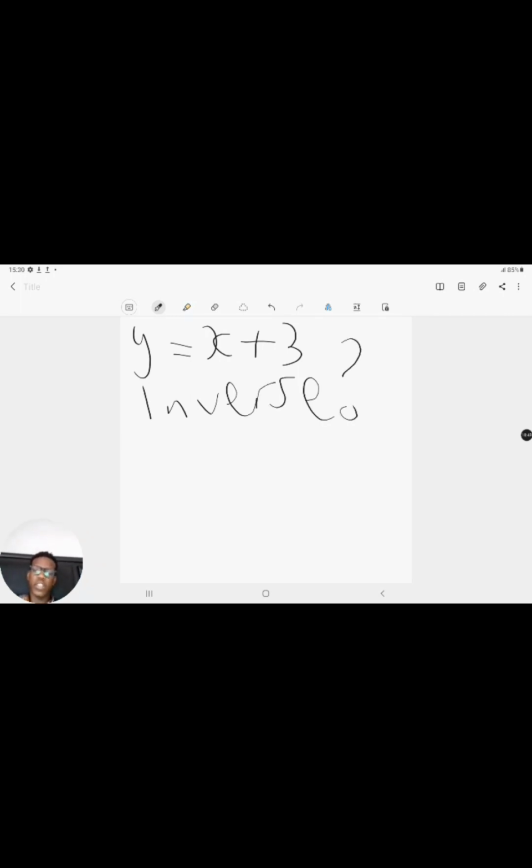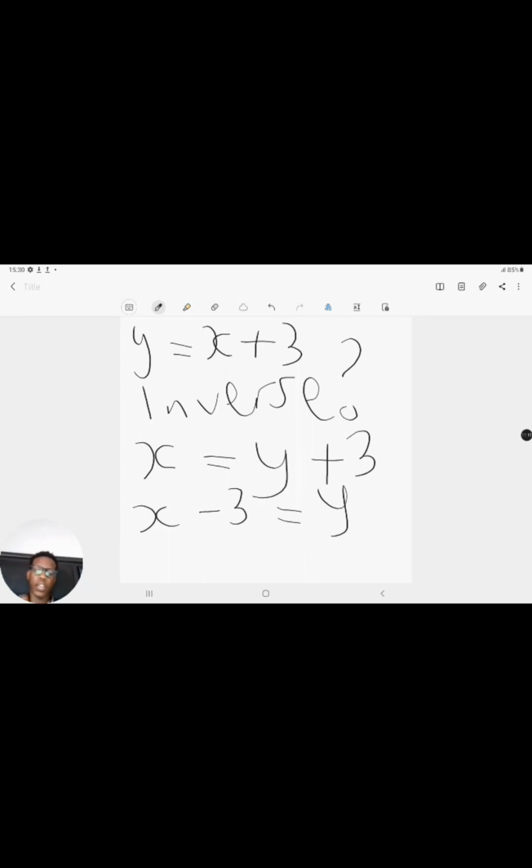Find the inverse. Easy. You just interchange the letters. Where you have y, you put in an x. Where you have an x, you put in a y, and then you've got plus 3, and then you make y the subject of the formula. So the 3 will go to the other side and it will change its sign. So you've got x minus 3 is equal to y.